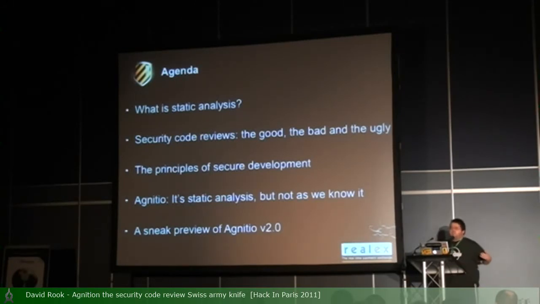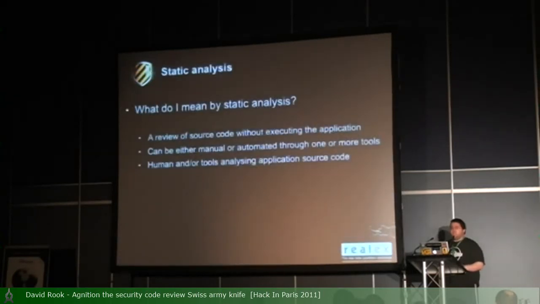So we've got demonstrations of static analysis tools near the start, and then we're going to take a look at Agnitio and the new version of Agnitio near the end of the talk. So firstly, what do I mean by static analysis? Well, ultimately, I mean a review of source code without executing the application itself. More specifically for today, I'm talking about reviewing the source code of an application to find security vulnerabilities.